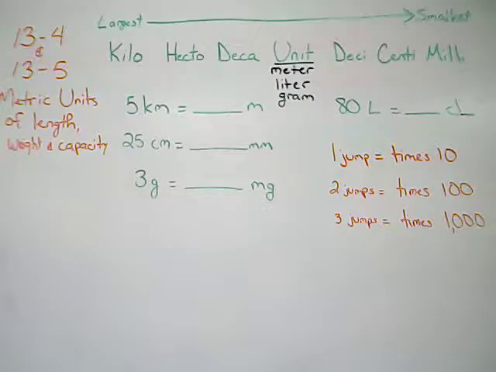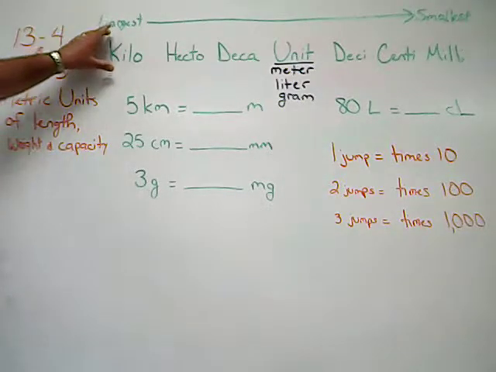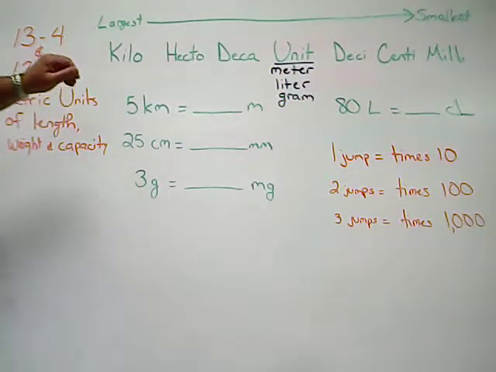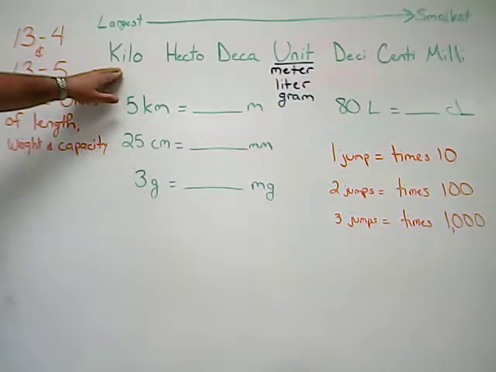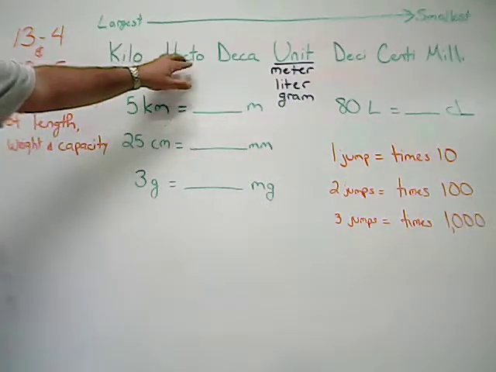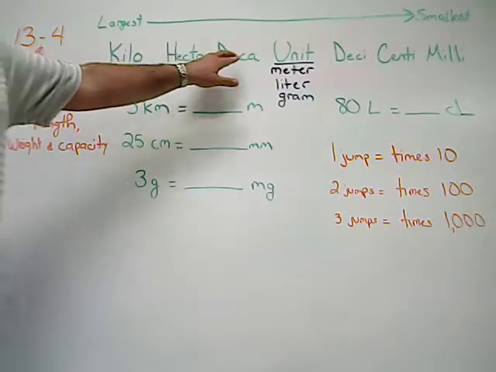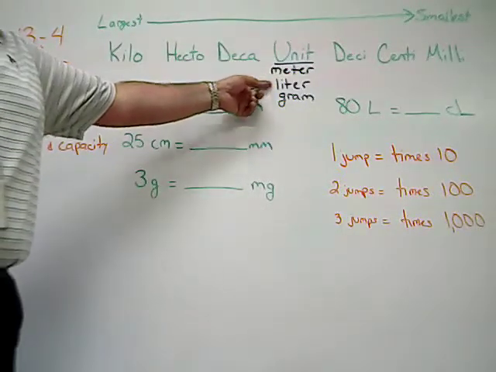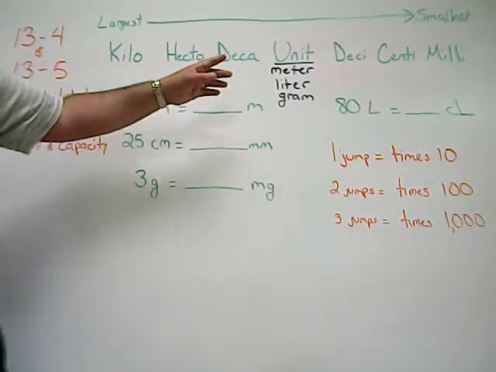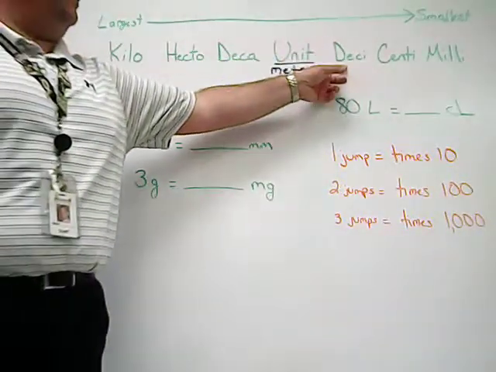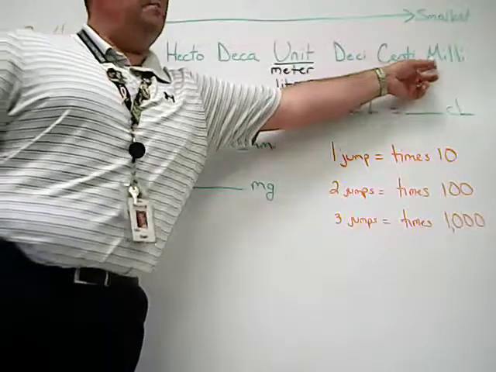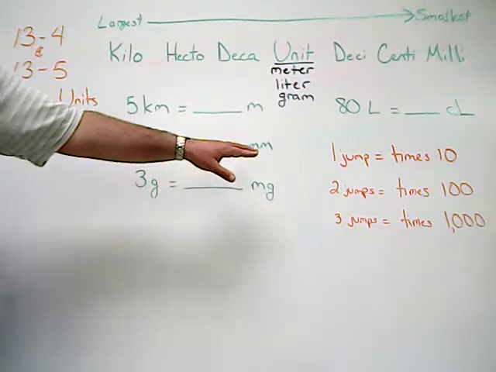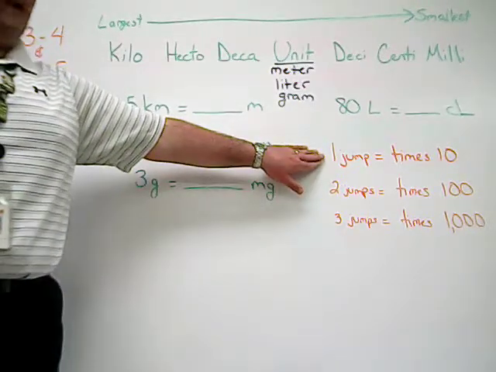So what I have here up top is a chart that's going to help us figure out conversions for the metric system. The largest prefix I have here is kilo, then a little bit smaller is hecto, deca, and then right in the middle I have my units, my meters, my liters, or my grams. And then I get into smaller units of measurement: deci, centi, and milli. I also have a handy chart here that I'm going to show you how to use as we go.